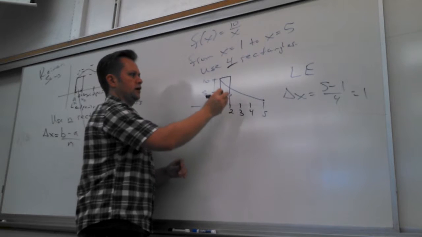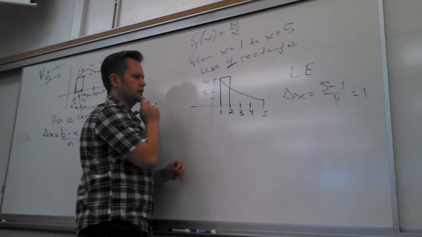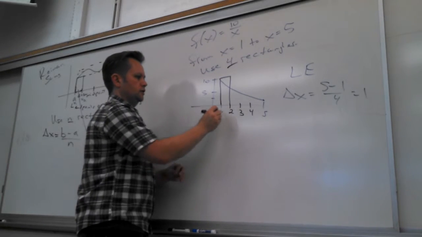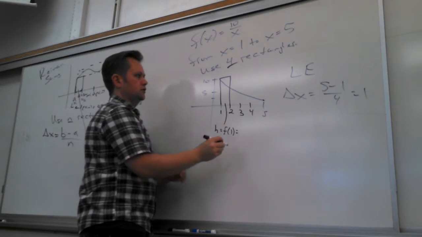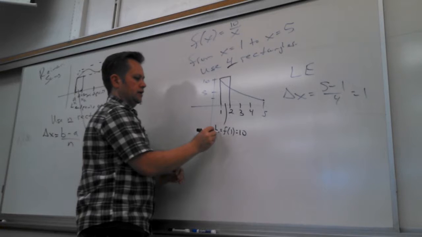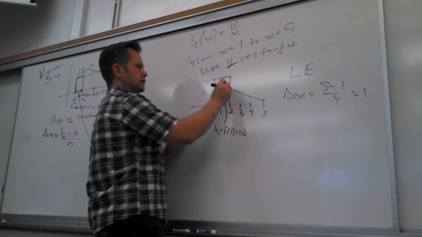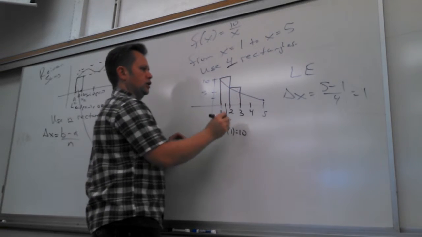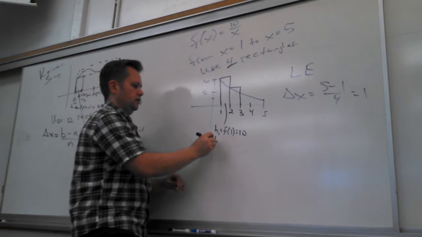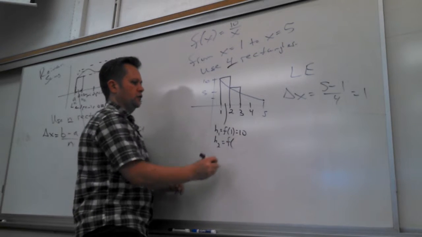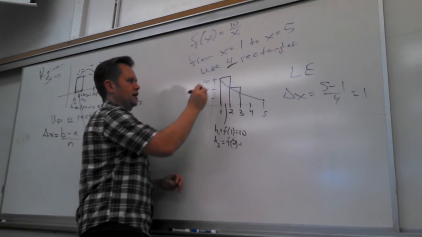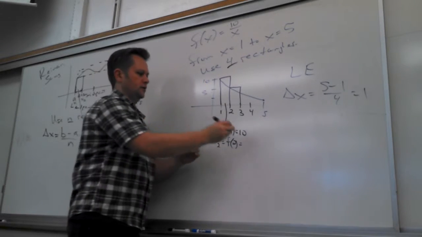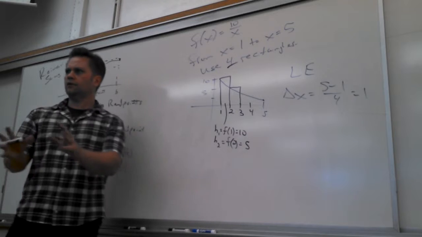So let's talk about this. How do I say this? This first rectangle has height f of 1, which is 10. So let's say that's h1. The next rectangle is going to have a height f of what? 2. So its height should be 5, and obviously it is. Are you guys kind of with me? Yes.